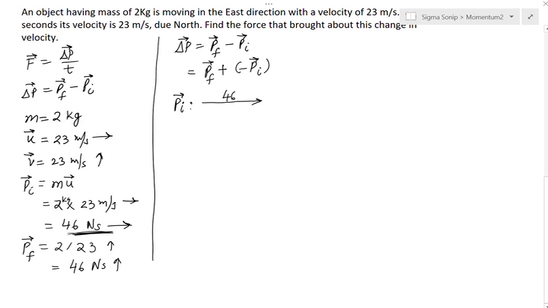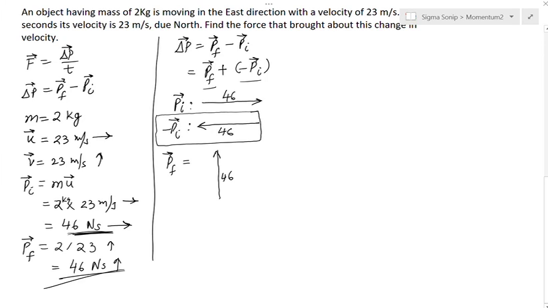So minus Pi is, you keep the length same, but change the direction. That's my minus Pi. And Pf, that's my final momentum, length is 46, but it's in the north direction. So we need to add Pf with the negative of Pi. So I need to add this vector and this vector.